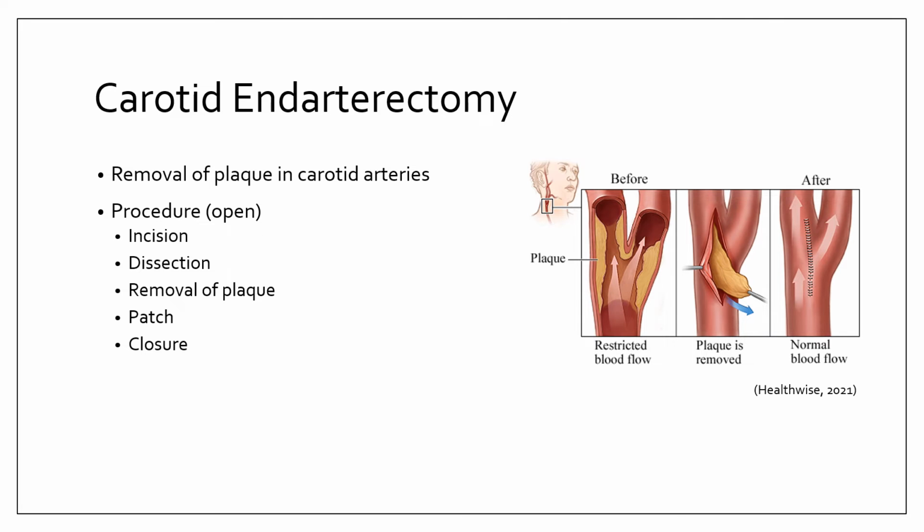In this procedure, it can actually be done a couple different ways. We can do an open approach or kind of like an endovascular approach. And in this open approach, the surgeon will make an incision on the side of your neck, dissect down until they find the carotid artery, remove the plaque, place a patch, and close up the wound.